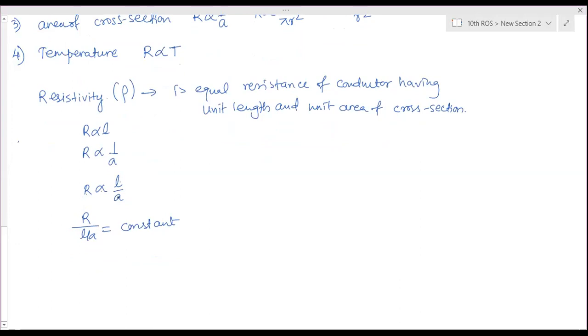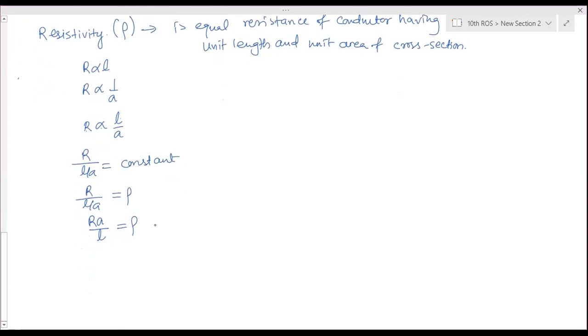R is directly proportional to L by A. This means the ratio of R by L by A is always constant for one particular material. This constant term is considered as rho. RA by L always remains constant for any material. Change the length, change the area, and resistance will change, but R into A by L will always be constant, and that constant is resistivity, independent of length and area.